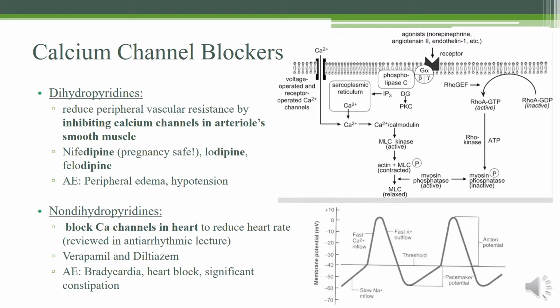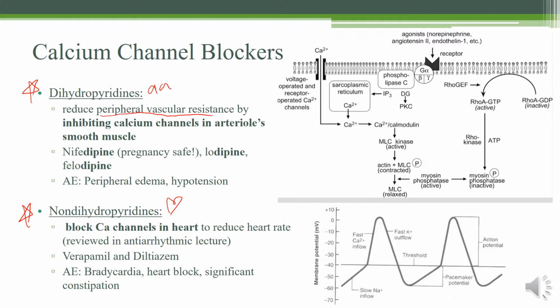Calcium channel blockers are often tested as well. They're divided into two groups. There's going to be dihydropyridines and non-dihydropyridines. The way I like to remember it is that dihydropyridines work on the arteries and non-dihydropyridines work on the heart. Alright, so dihydropyridines are going to reduce the vascular peripheral resistance. Just think of it this way.